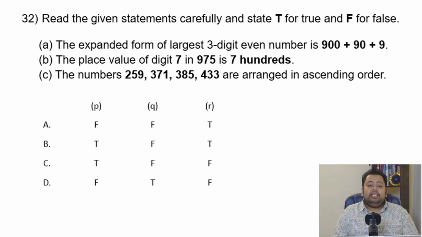Question number 32. Read the given statements carefully and state T for true and F for false. The expanded form of largest three-digit even number is 900 plus 90 plus 9. So first find out what is the largest three-digit even number. Then what the expanded form would be, and then see whether it is true or false. The place value of digit 7 in 975 is 700. Whether this is true or false. The numbers 259, 371, 385, 433 are arranged in ascending order. Again, find out true or false and then look at the option. Pause the video, solve it first, and then look at the options.